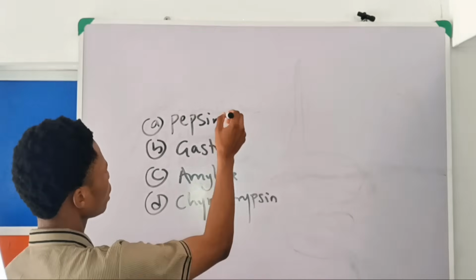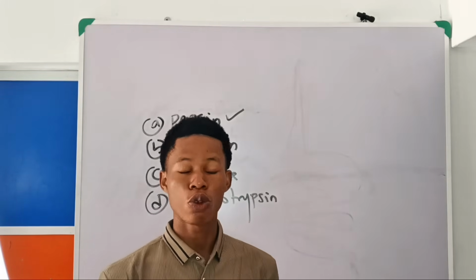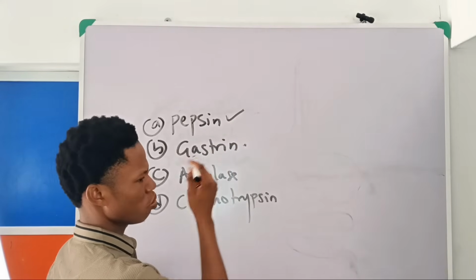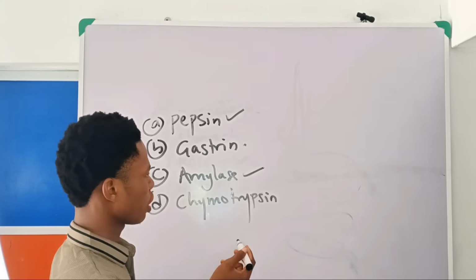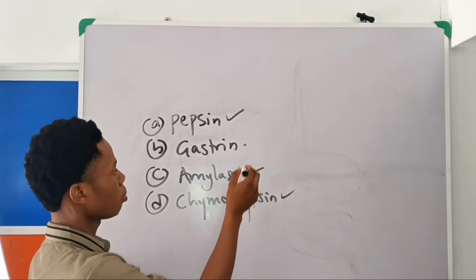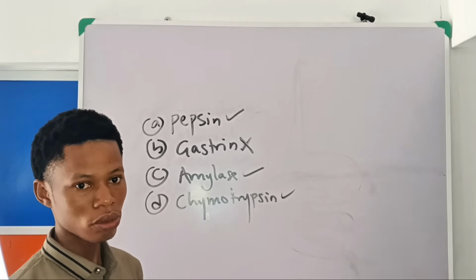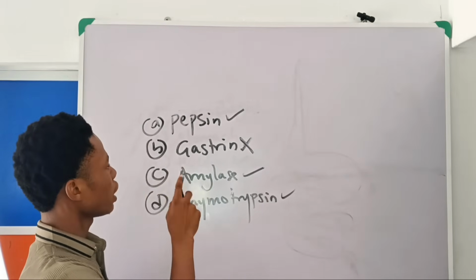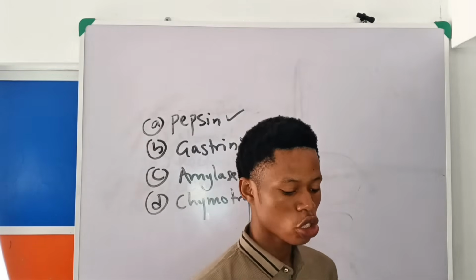Pepsin is an enzyme. Please, in answering your questions, do the odd one out. Start from the one you know is an enzyme. Pepsin is an enzyme. Have you heard of gastrin before as an enzyme? Hold on. Amylase is involved in carbohydrate metabolism, so it's an enzyme. Chymotrypsin is also an enzyme. Gastrin, though it is found in the stomach, is not an enzyme. It can be seen as a digestive juice, but it's not an enzyme. So gastrin is the answer to that question.